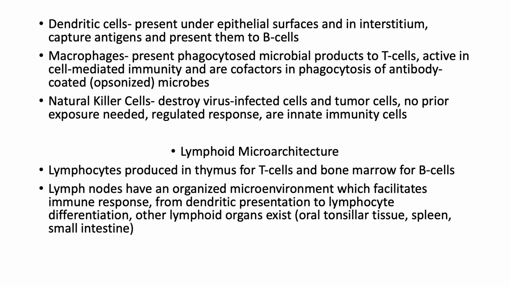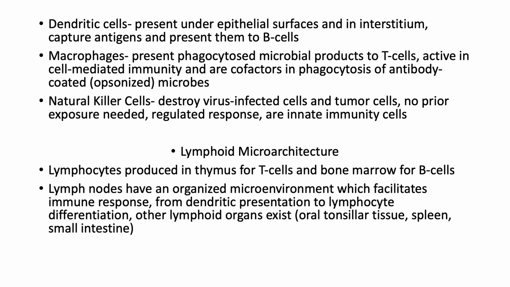Dendritic cells are present under the epithelial surface and in the interstitium. These capture the antigens and present them to B cells. Macrophages present phagocytosed microbial products to T cells. These are active in cell-mediated immunity, and these are cofactors in phagocytosis of antibody-coated, so-called opsonized microbes. Natural killer cells destroy virus-infected cells and tumor cells. No prior exposure is needed. This is a regulated response, and these are innate immunity cells.